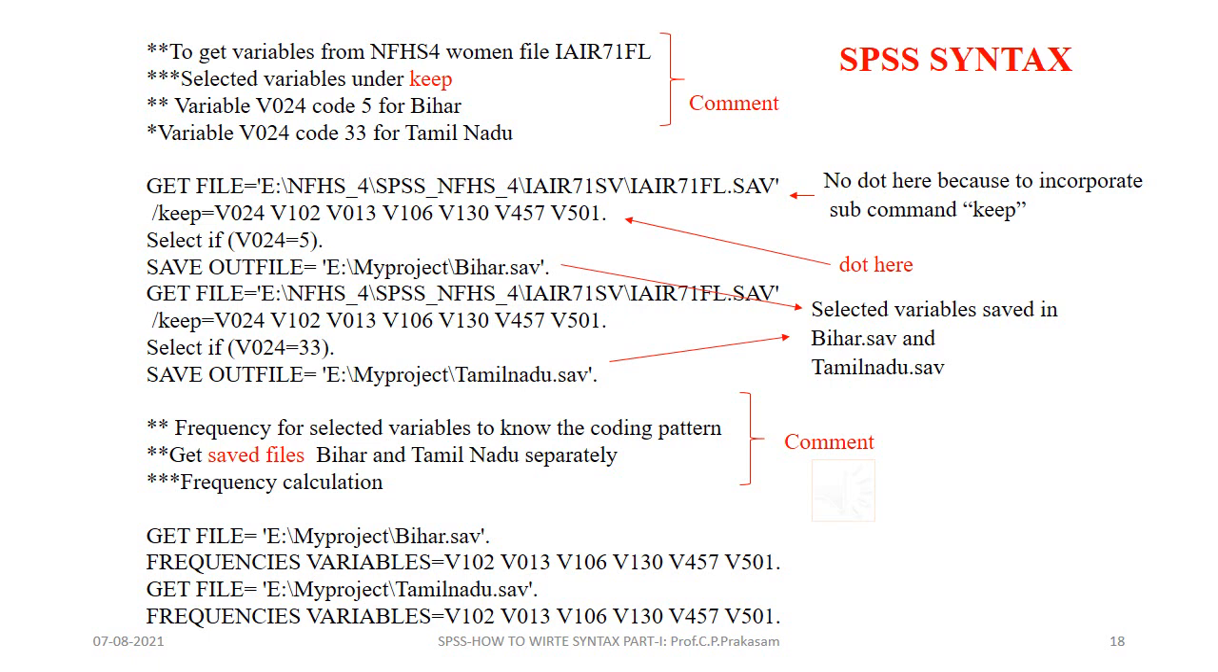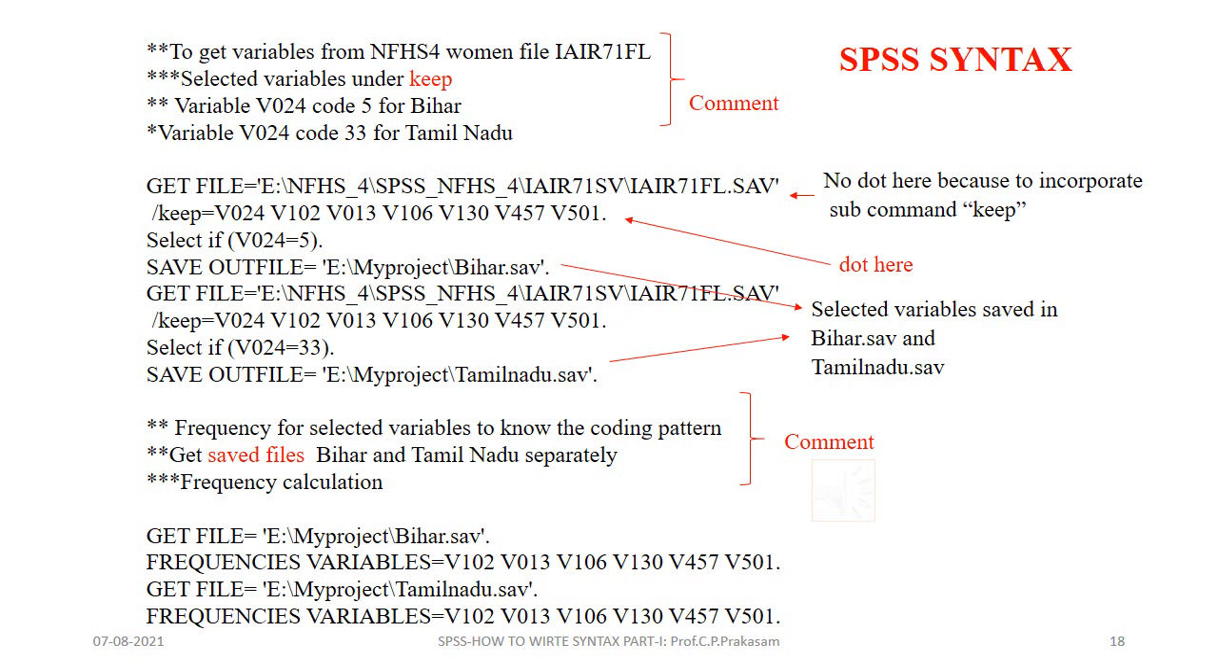From that we will select if. From this original file we will select V024, that is the state code, equals 5, that is Bihar, and we will save it as an out file. Save it according to our folders available. Therefore I have given here e:/myproject/bihar.sav, quotes will be there and dot will be there.